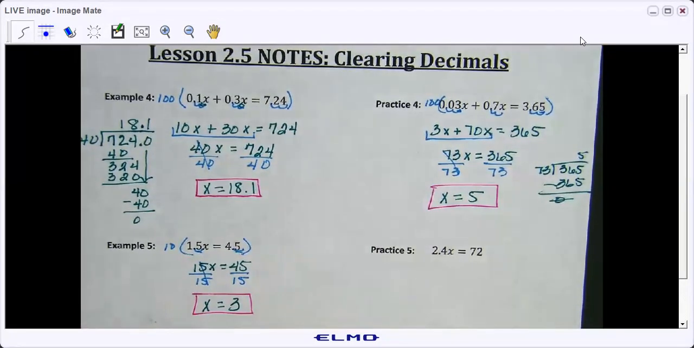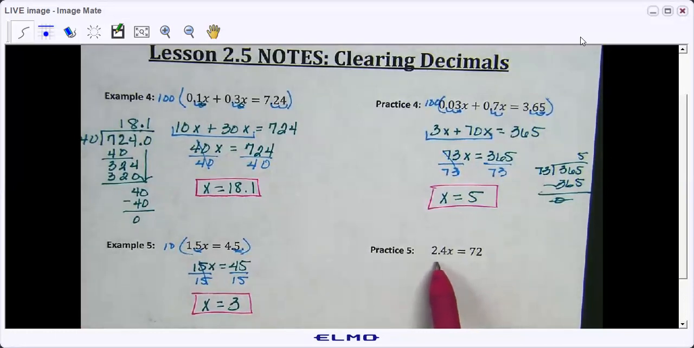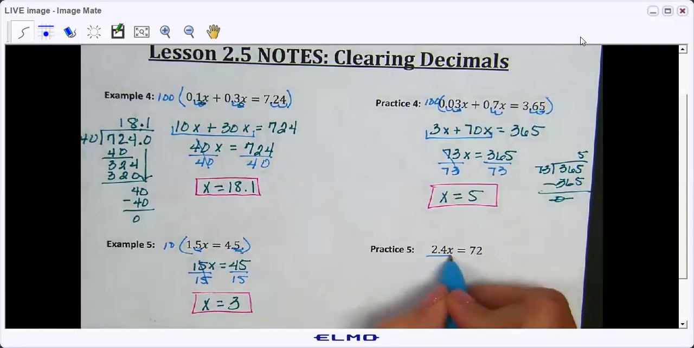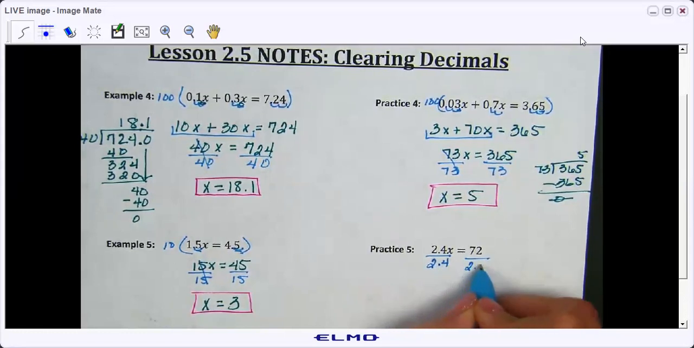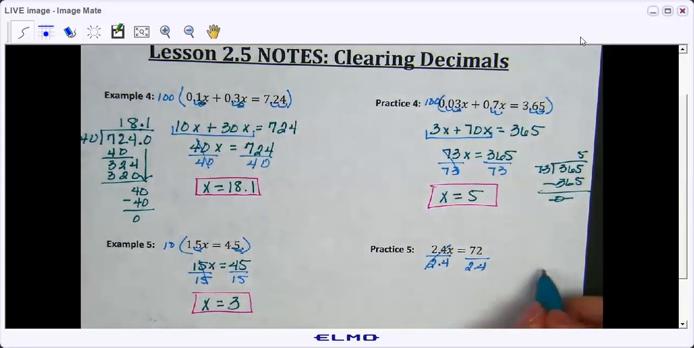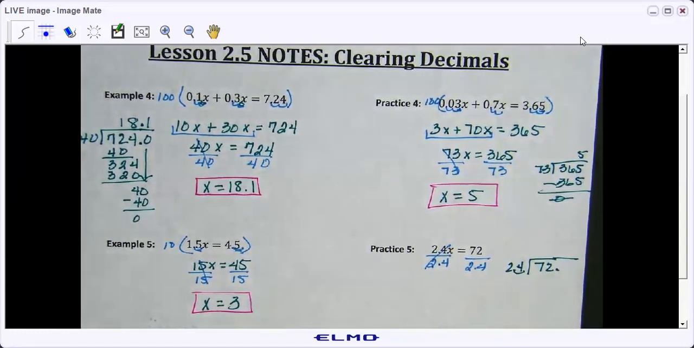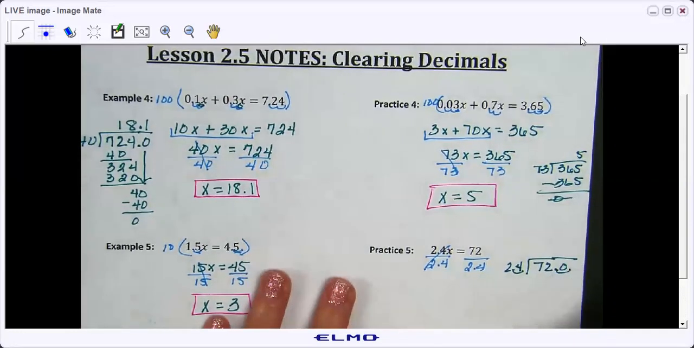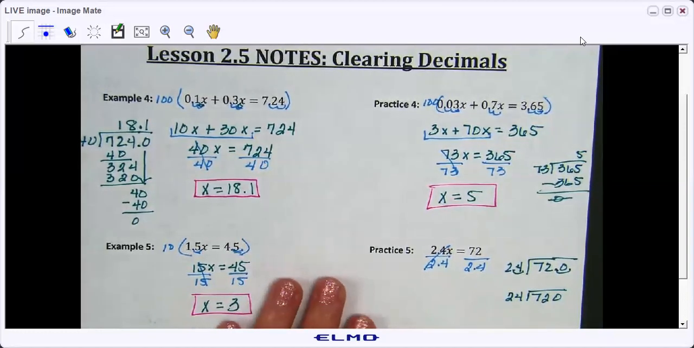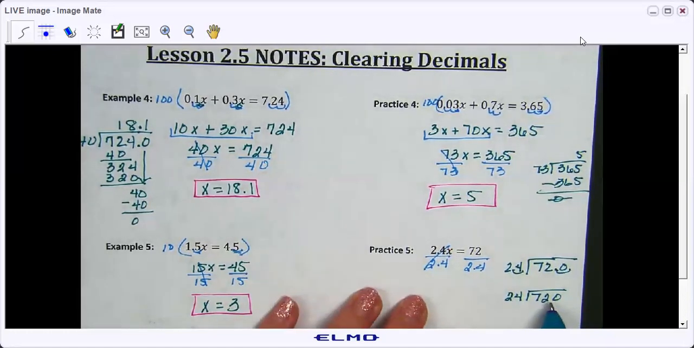Okay. This one right here, I'll solve this one without clearing the decimal, and we'll see how that goes. I'm just going to divide both sides by 2.4. Okay, so over here, I'm going to take 72 and divide it by 2.4. I move my decimal over. I put a decimal at the end of 72 because it's not there, and I move it over. And so now I'm dividing 24 into 720, which would have been the same thing as if I would have cleared my decimals. So 24 goes into 72 3 times.